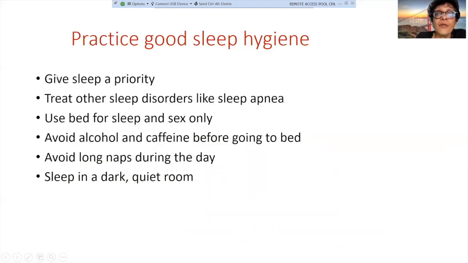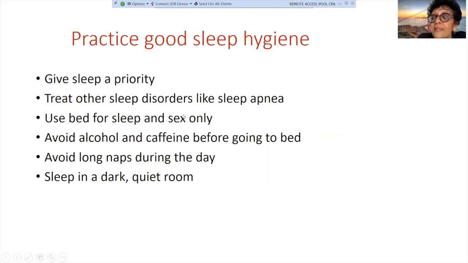I want to leave you with this one last slide, which is to practice good sleep hygiene. Sleep is really important to be able to function well during the day. So it's really important to give sleep a priority. We need to get at least 7 to 8 hours of sleep at night, so we need to sleep for 1/3 of the day to function well for the other 2/3.